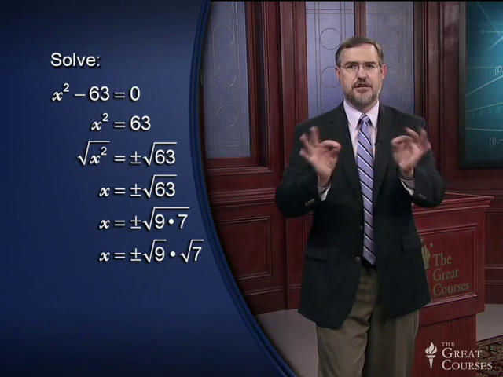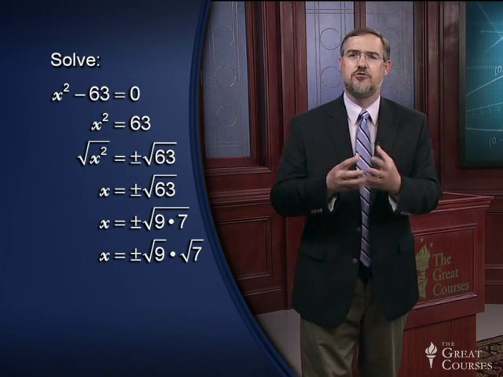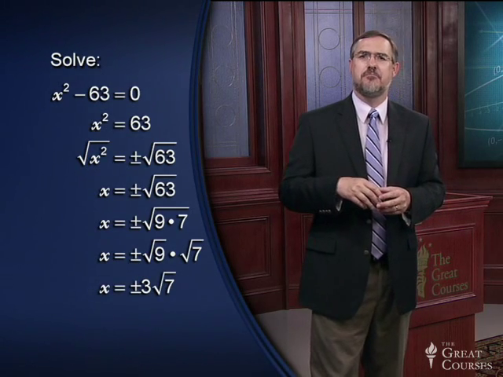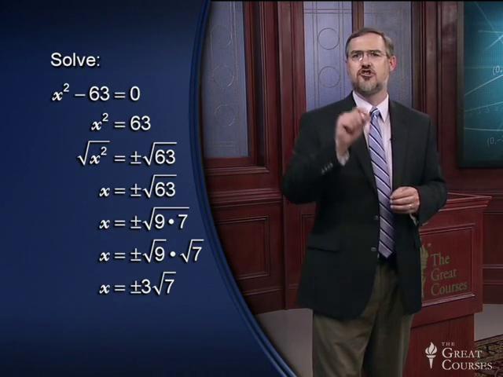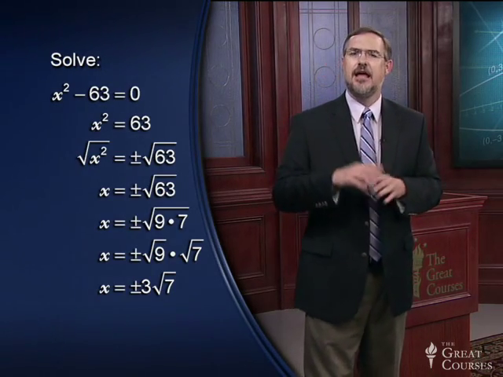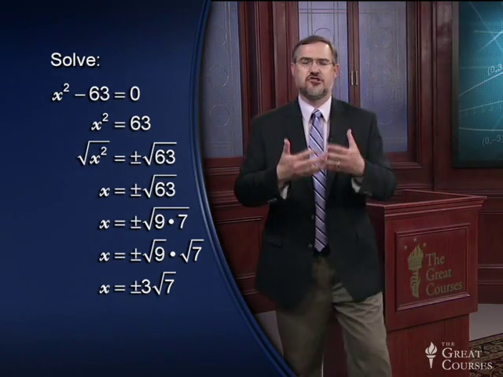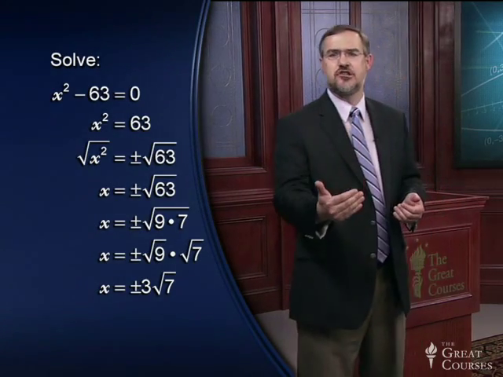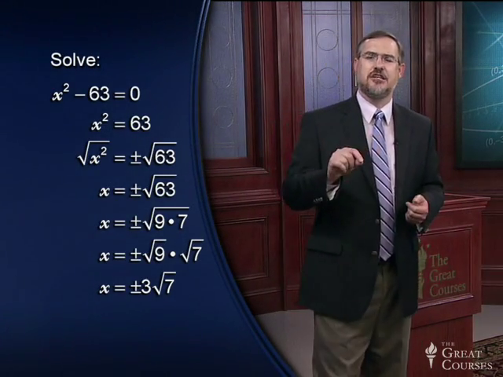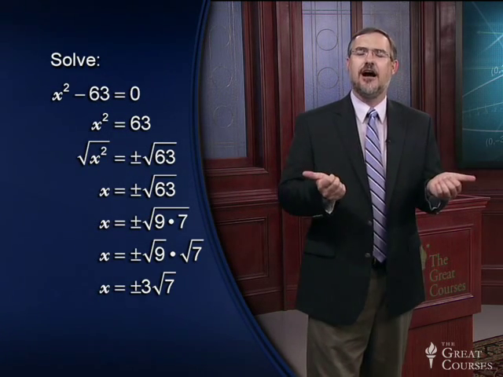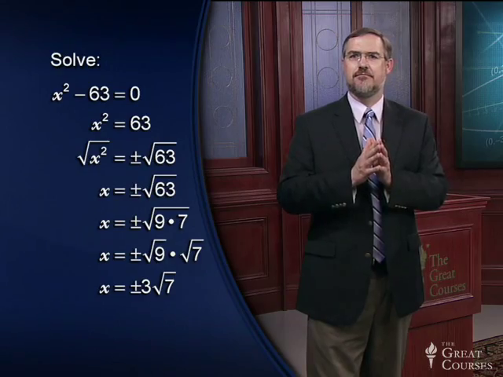Remember, I can split across a product when I'm doing square roots. And that simplifies to x equals plus or minus 3 square roots of 7, or 3 times the square root of 7. And that means my two solutions are sitting in front of me. x equals positive 3 times the square root of 7, and x equals negative 3 times the square root of 7, when I split up that plus or minus sign.